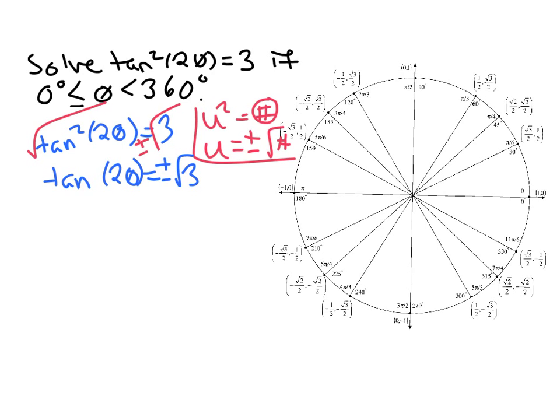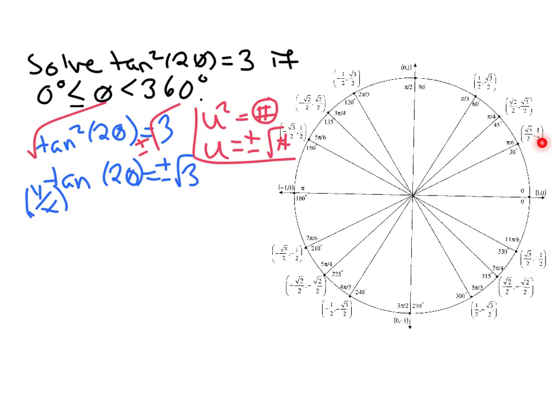Now, once you get the trig function by itself, it's time to look at the unit circle. Remember that tangent is the ratio y over x. So we're looking for when the ratio y over x is equal to the square root of 3. Okay, so going around the unit circle. Here, the ratio y over x would be 0 over 1. That's 0.